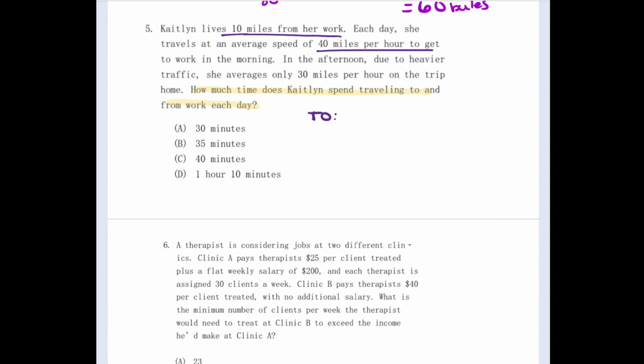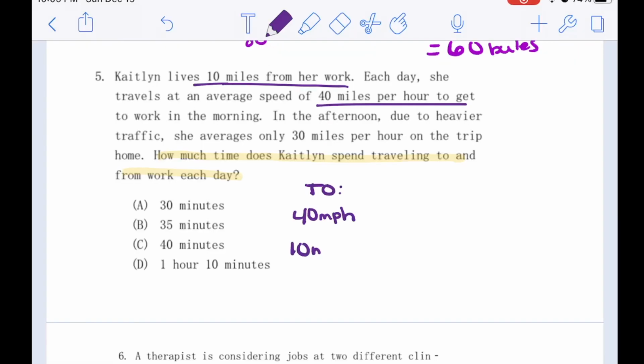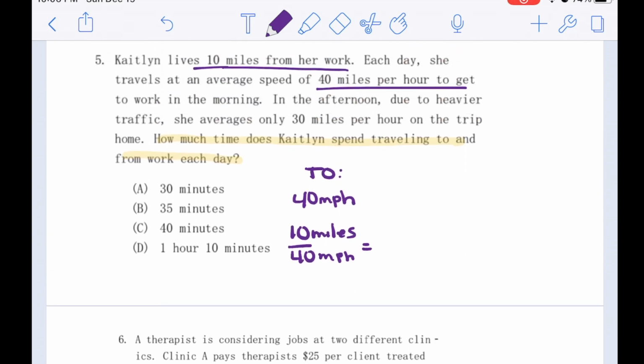So she is traveling 40 miles per hour, and it is 10 miles from her house to her work. So we're going to take our 10 miles and divide it by 40 miles per hour. So we're going to get 1/4 of an hour is the time that it takes to go from her house to her work. So this is going to be 15 minutes because an hour is 60 minutes. So 1/4 of 60 is 15.